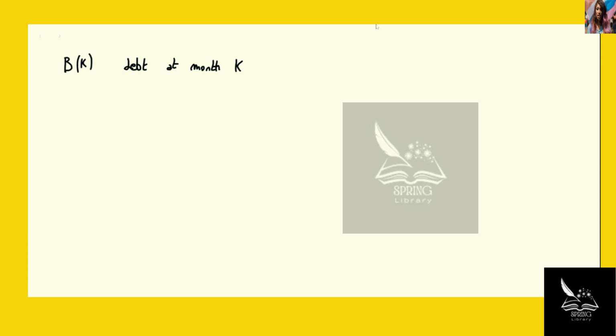So let's denote with B_k the debt at the month k. So the following month, the debt will be the debt of the previous month plus the interest, so r divided by 12 B_k, minus the payment that we made. Let's collect the B_k, so (1 + r/12) B_k minus the payment.